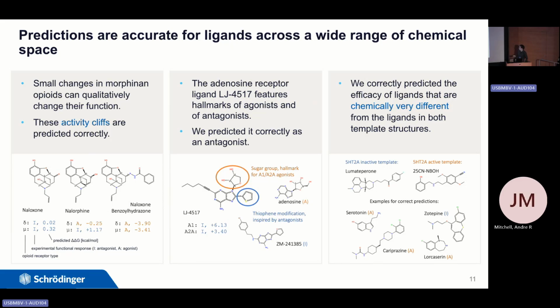Another example, for this ligand LJ17, it has hallmarks of both adenosine agonist and antagonist, but the functional response is also accurately modeled by our method. For those very different scaffolds binding to serotonin receptor, some act as agonists, others act as antagonists. Again, our model accurately predicts the functional response for all those scaffolds. So all those cases are extremely challenging for machine learning or cheminformatics types of methods, but our physics-based modeling can accurately predict the very subtle SAR.